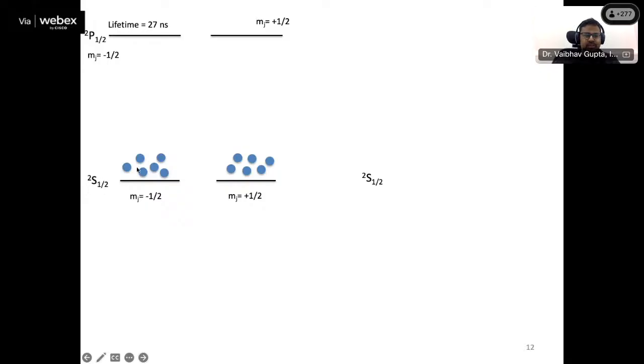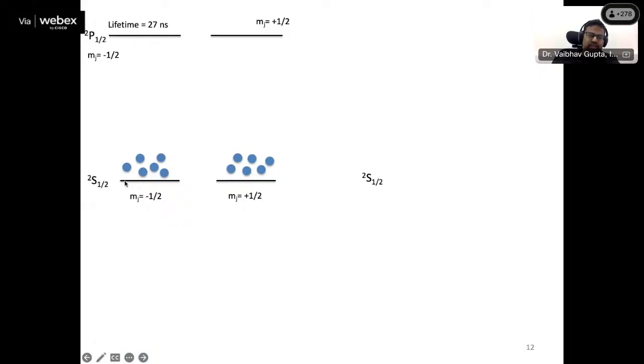and suppose there are a lot of rubidium atoms, so some will be present in mj minus half and some will be present in mj plus half. So mj is just the projection of j into the quantization direction, or into the measurement direction. So these are just projection vectors. These you can further split according to that.